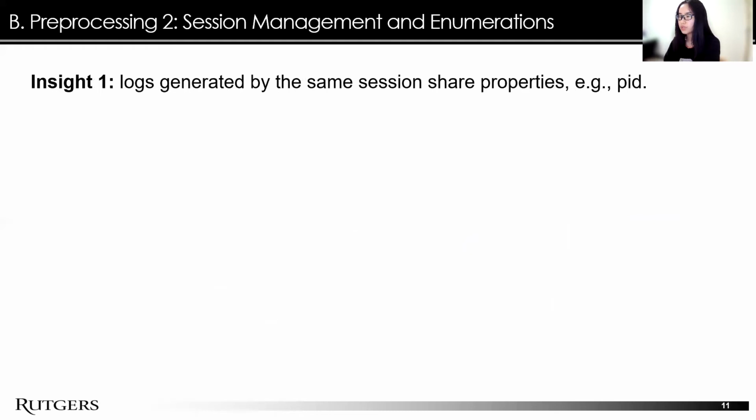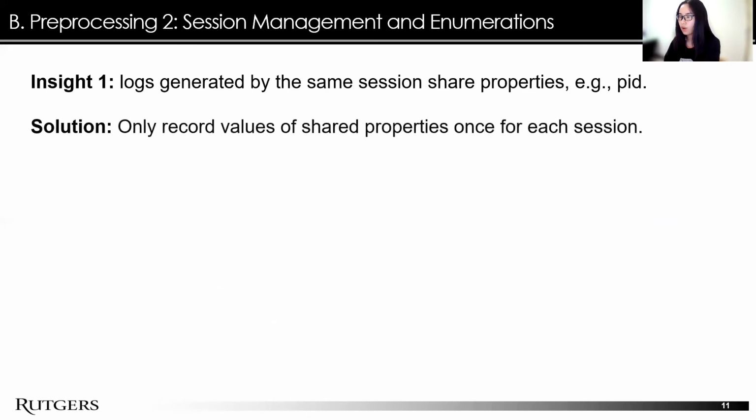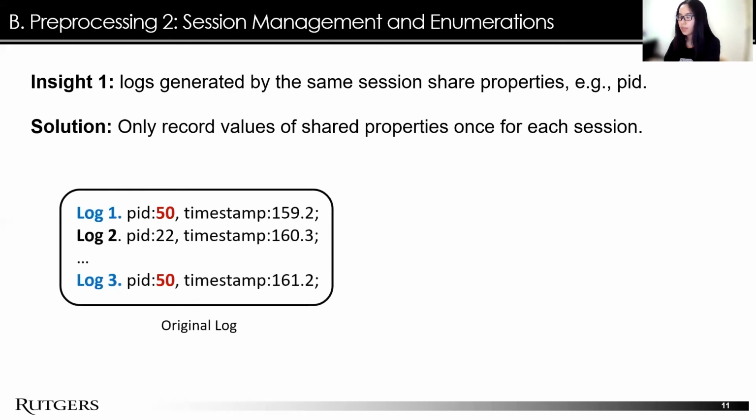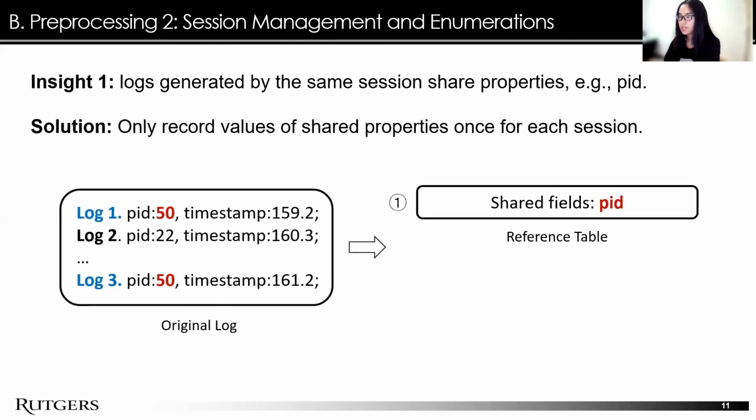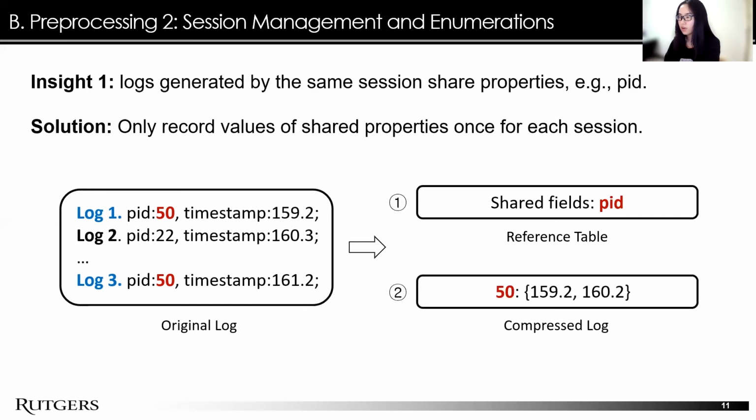Other rules further reduce values in log files. In preprocessing rule 2, we observe that logs generated by the same session could share values of some properties. For example, logs generated by the same process have the same process ID. Therefore, keeping these shared values only once for each session could reduce the cost of storing these values repeatedly. For the given example, ELISE first summarizes log entries into different sessions and finds shared fields in each session. Then ELISE only keeps the values of shared fields once for each session.